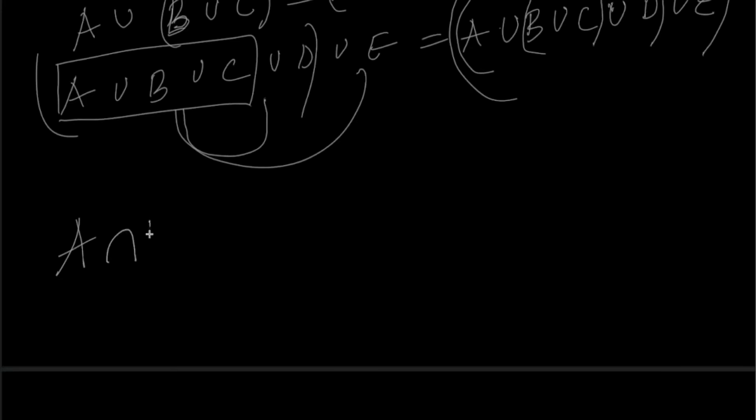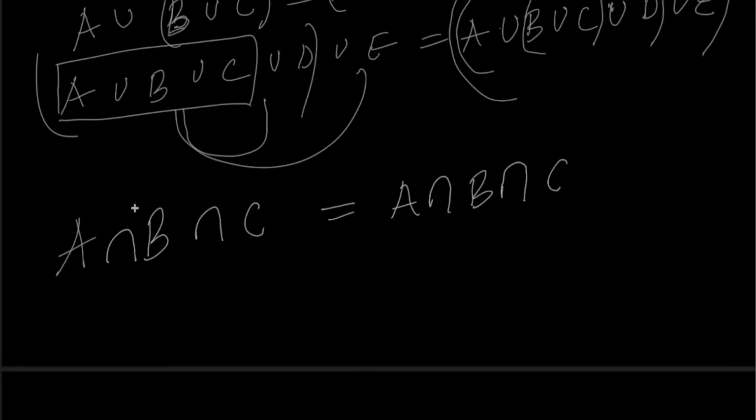A intersect B intersect C. You can decide to start with this one first before you come for C, or you start with these two first before you come for A. You're still going to have the same result. This is called what? Associative law. We also have what we call, number 3, the commutative law.